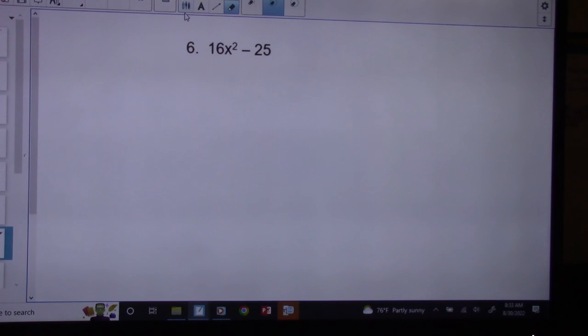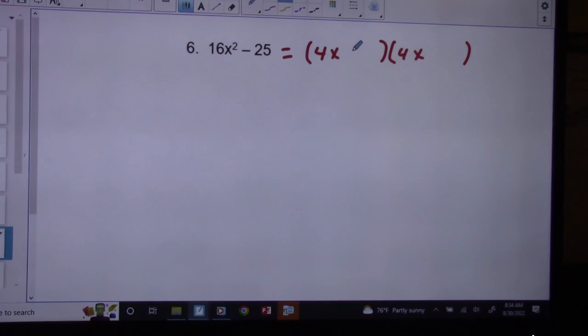Okay, now back here, okay, this is going to be a difference of squares also. So what is this going to be here? 4x. So 4x and 4x, right? And then you have the plus minus what? Plus 5, minus 5.